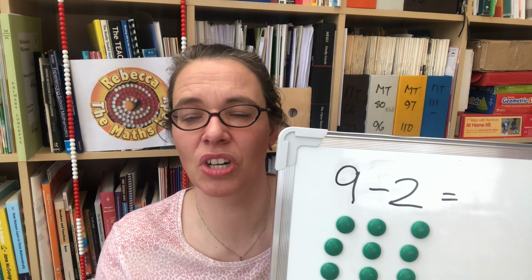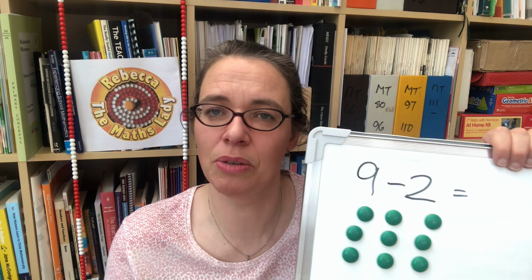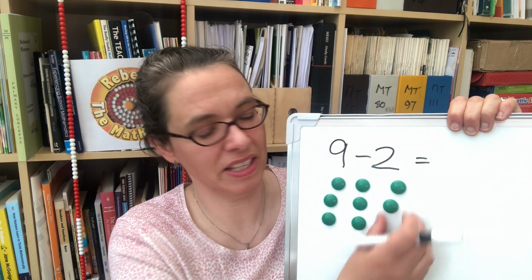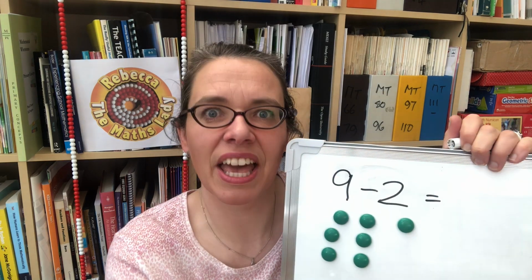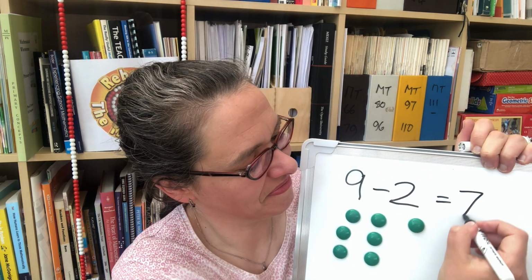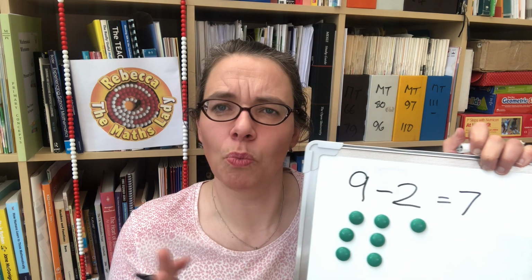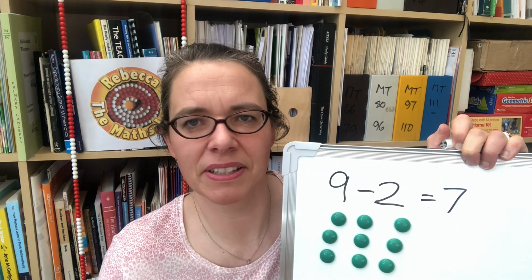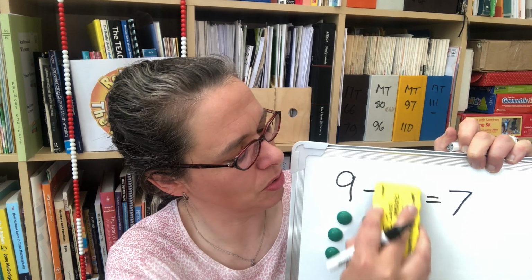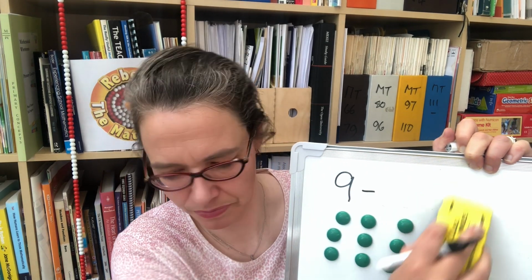If we take a simple subtraction like this one, 9 subtract 2, it's perfectly reasonable to take away 2 of those counters, they're gone, count how many are left, and you get the answer 7. But what happens if we change this calculation slightly? What happens if we make it into, say, 9 subtract 8?